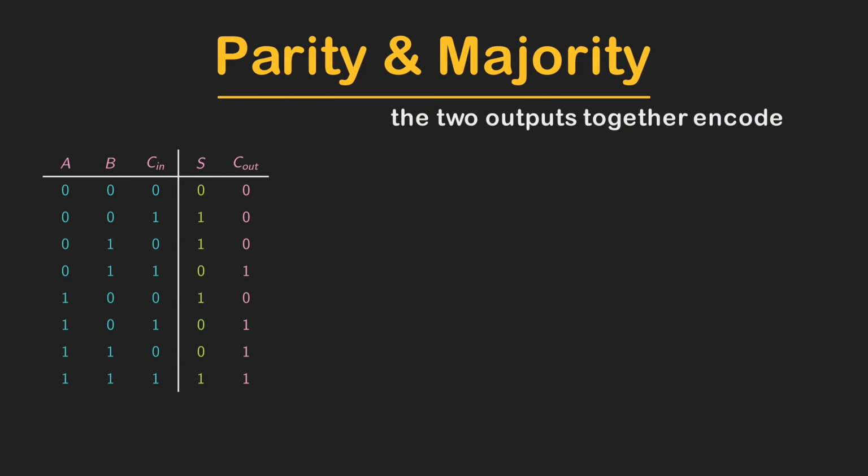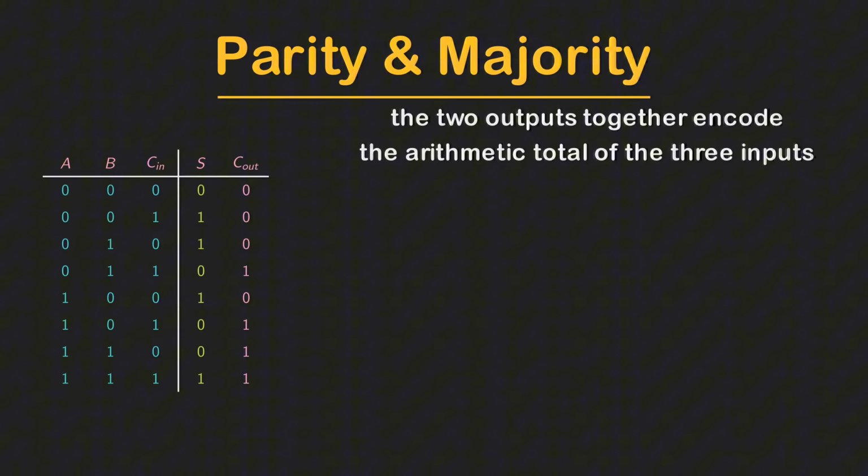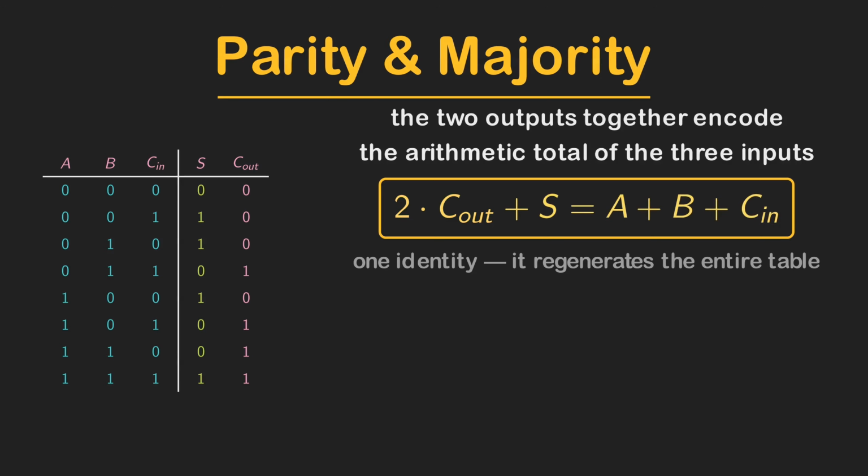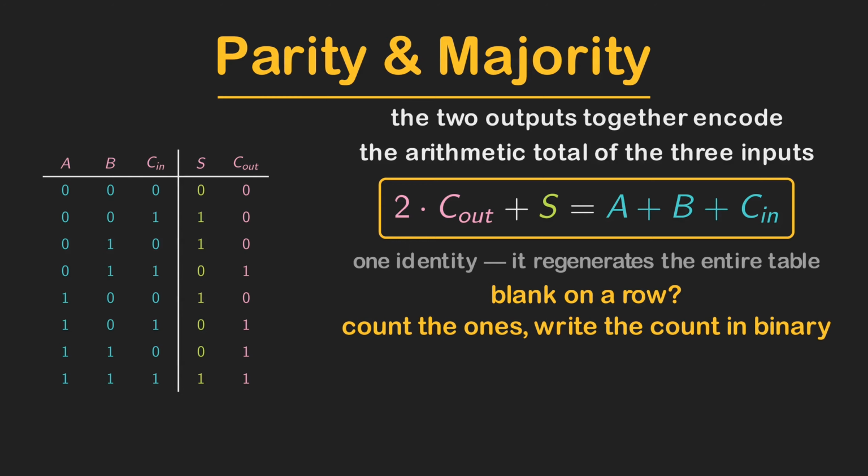Now, the formal law. In words first: the 2 outputs together encode the arithmetic total of the 3 inputs. Mathematically, 2 times carry out plus sum equals A plus B plus carry in. 1 identity, and it regenerates the entire table. So when you blank on a row during an exam, and it happens, your brain should instantly jump to: count the ones, write the count in binary. All 3 inputs 1, count as 3. Binary 1 1. Carry out 1, sum 1.